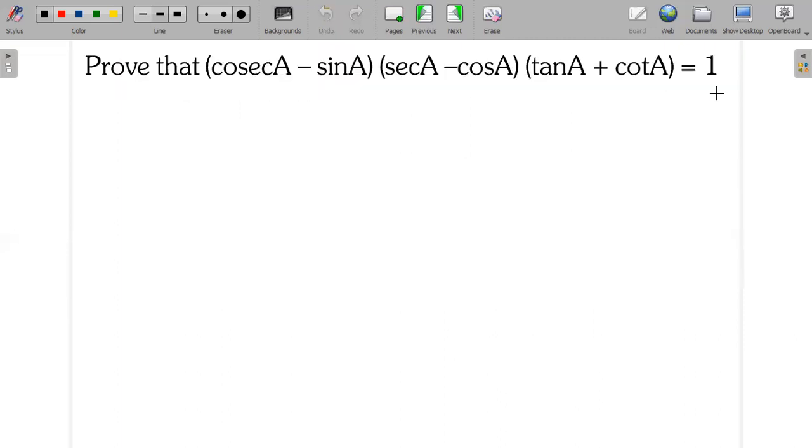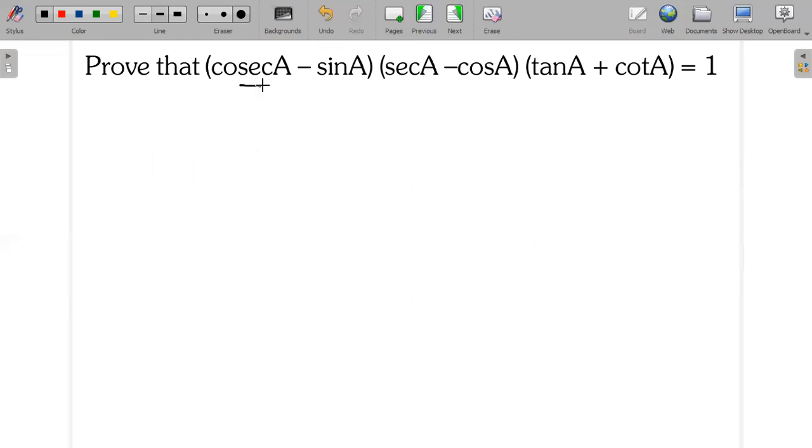In the next one, all 6 trigonometric functions are there. We need to prove that this expression is equal to 1. Whenever we have multiple trigonometric functions involved in a single question, try to go with your flow. Try to convert the particular function according to your comfort.